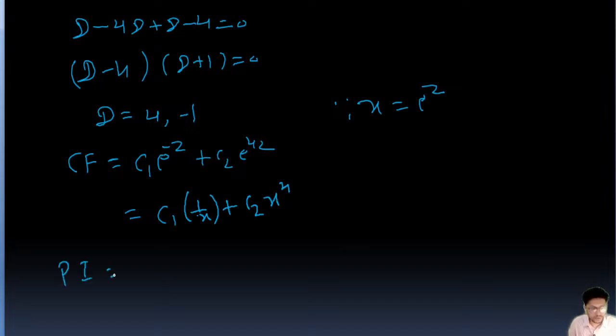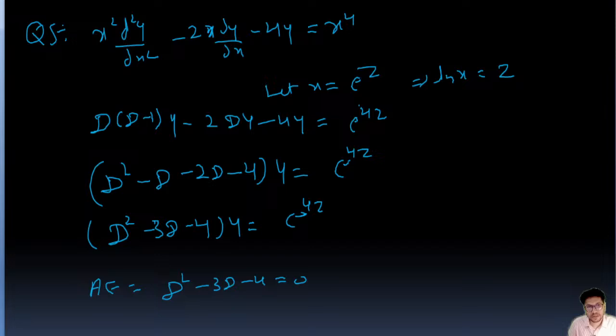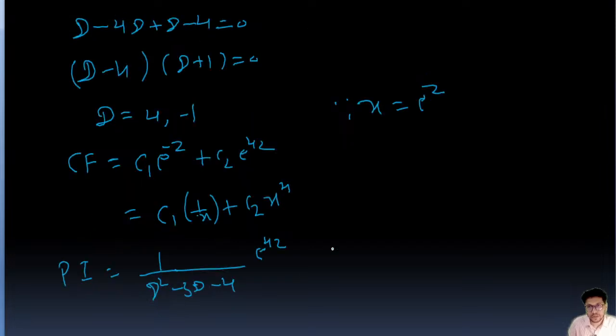So PI is going to be, we know that 1 upon D squared minus 3D minus 4, e to the power 4z, right? This one. So PI is going to be equal to 1 upon D squared minus 3D. Already explained how to find PI, particular integral.